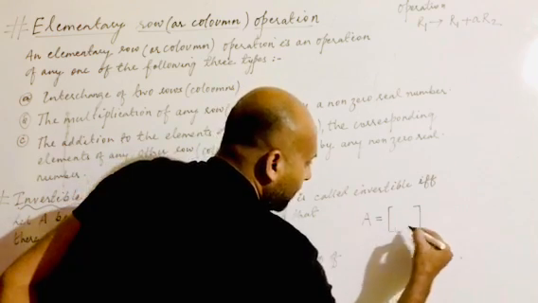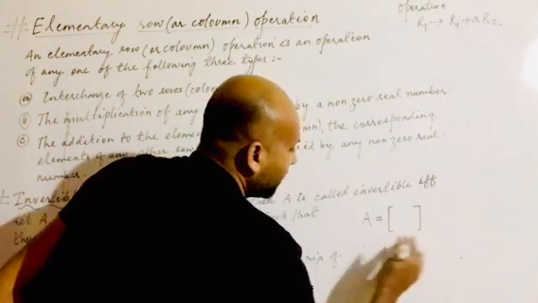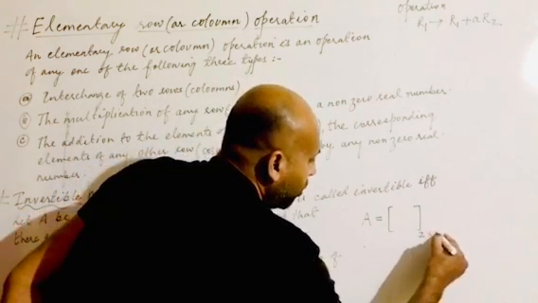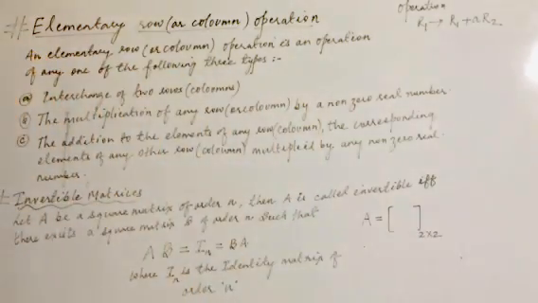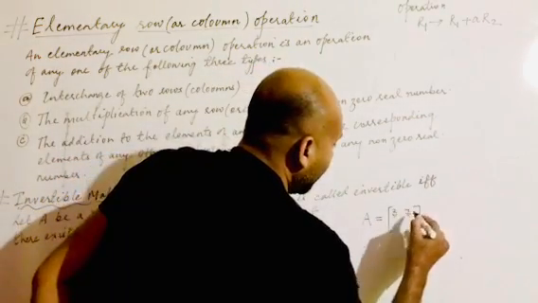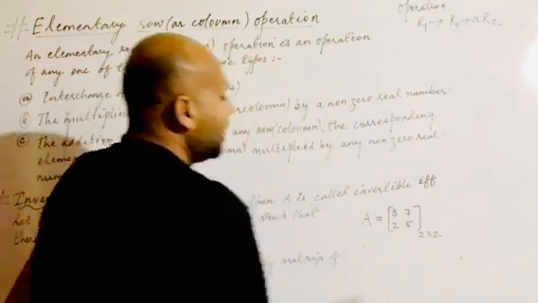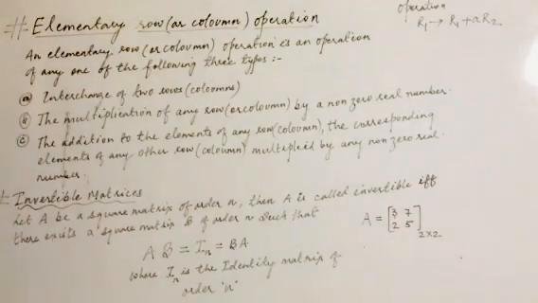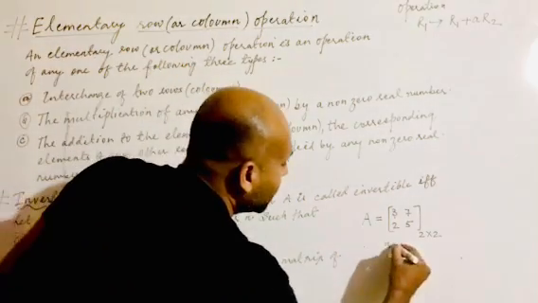Suppose the order is 2 by 2, and the elements I am assuming for the matrix A, you can take anything, like I am taking 3, 7, 2, 5. So this is the square matrix which I have taken of order 2 by 2. So here you can say that the value of n is nothing but what?